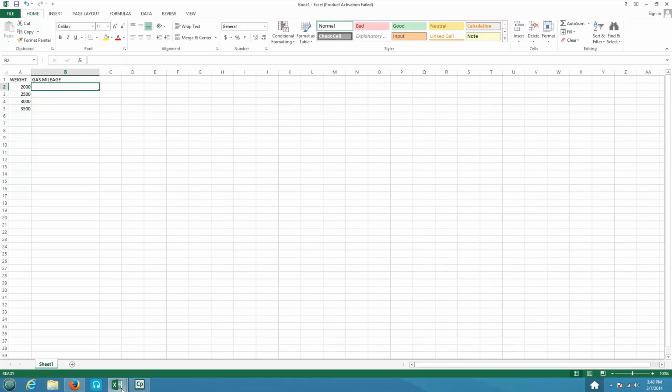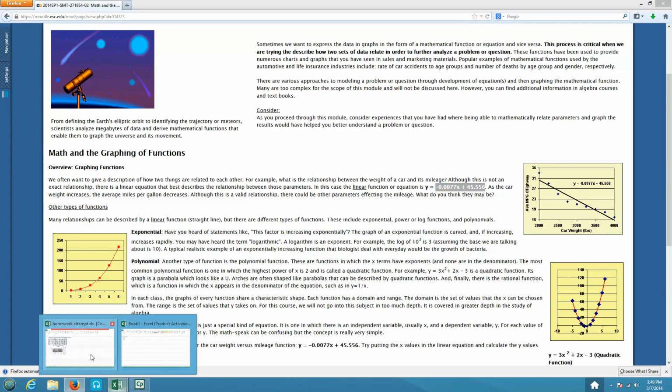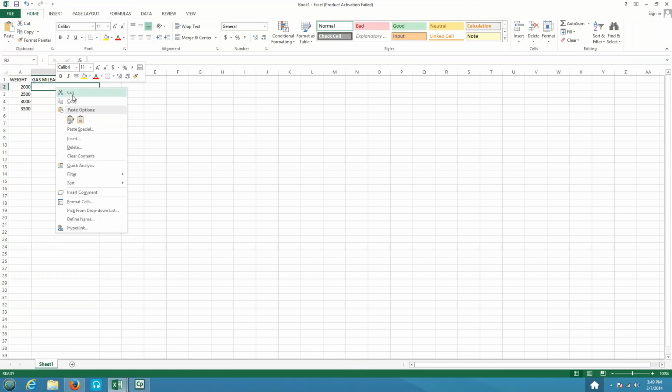Gas mileage, they gave us a formula. Excel is awesome when it comes to formulas. So the formula for gas mileage is negative 0.0077 times the weight plus 45.556. Okay, I'm going to copy and paste that if I can. Sometimes Firefox doesn't let me copy and paste. See how nice it's being today.